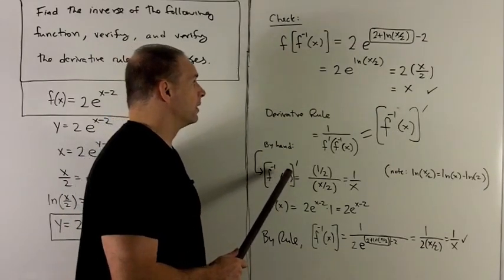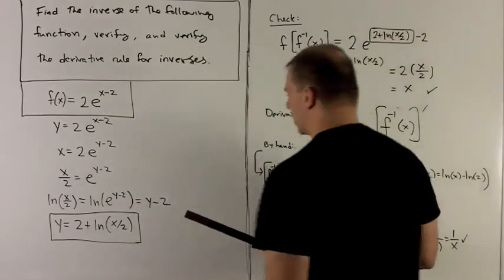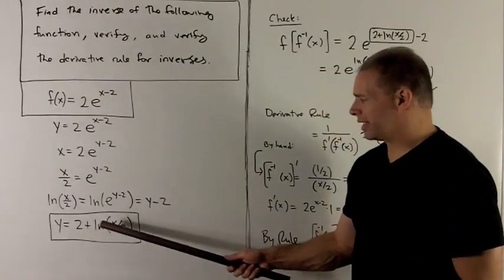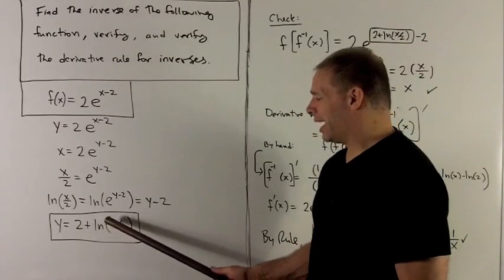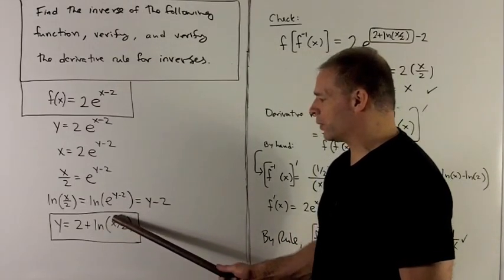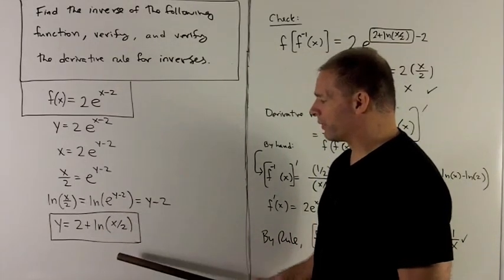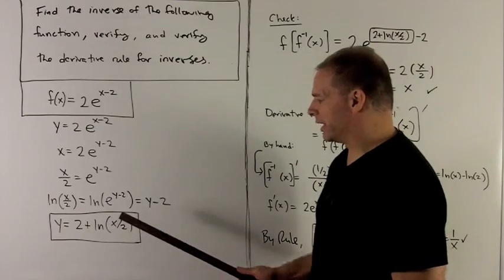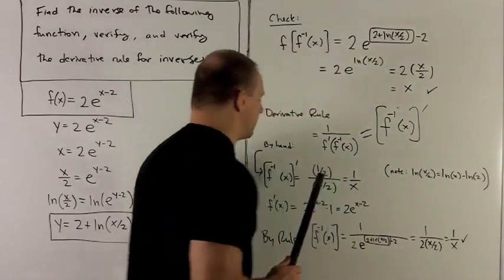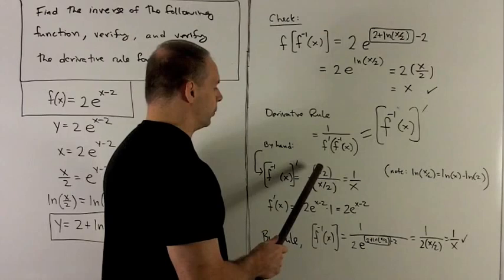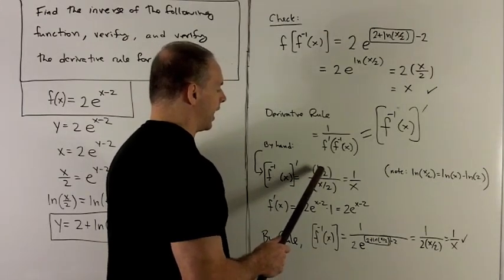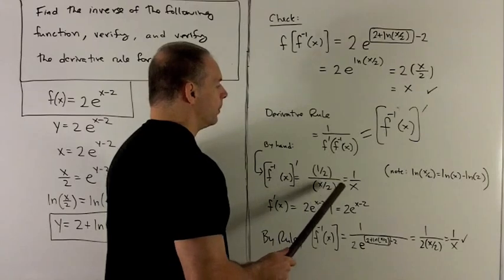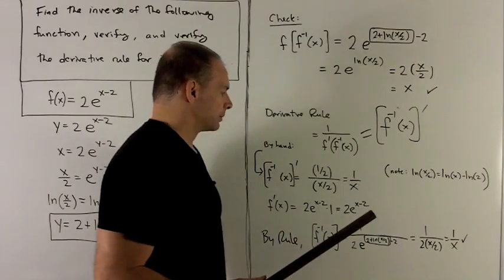we already have f inverse of x figured out, so we can just take the derivative. Let's note, okay, we have 2 plus natural log of x over 2. Taking the derivative, the 2 goes away, and then the rule for natural log says take what's on the inside, flip it over, and then multiply by the derivative of the inside. So what's going to happen there is I take the x over 2, put it in the bottom, and then multiply by the derivative, which is 1/2. We clean that up, we get 1 over x.